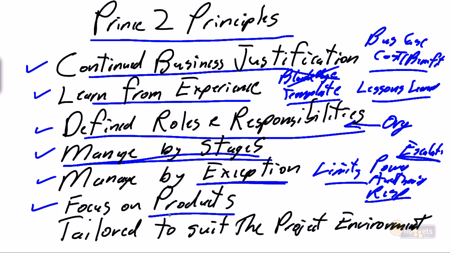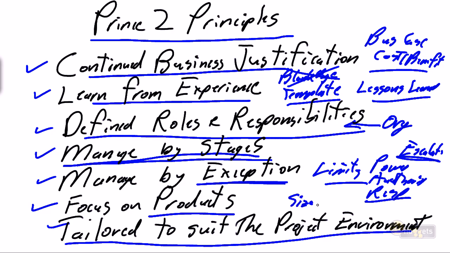And finally, the importance of tailoring Prince2, our project management principle, to be appropriate for the size, the complexity, the risks, etc., for the project, to ensure that we are not providing a heavyweight project management overhead to a very simple project, but that we are applying a heavyweight project management overhead to a very large, complex project.